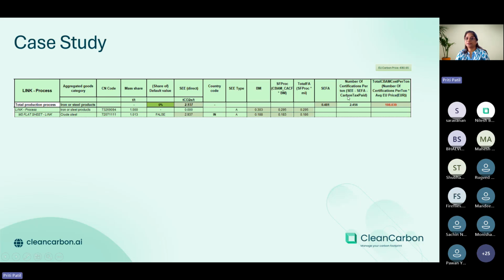Number of certificates. This is the actual number of certificates calculation. SEA minus SEPA, into carbon tax paid. This is your SEA, 2.937, minus 0.481, gets you 2.456 as the number of certificates applicable per ton. This is all per ton. So if you are bringing in 1 ton, you will be charged for 2.456 CBAM certificates.